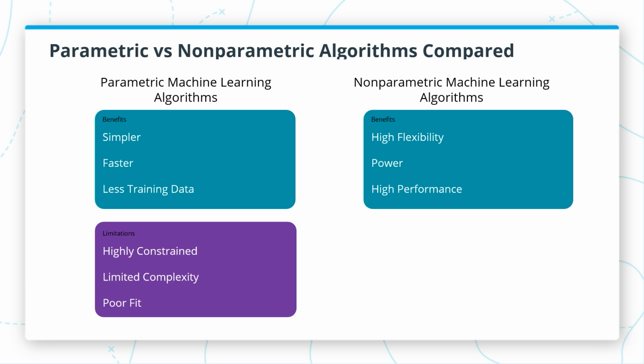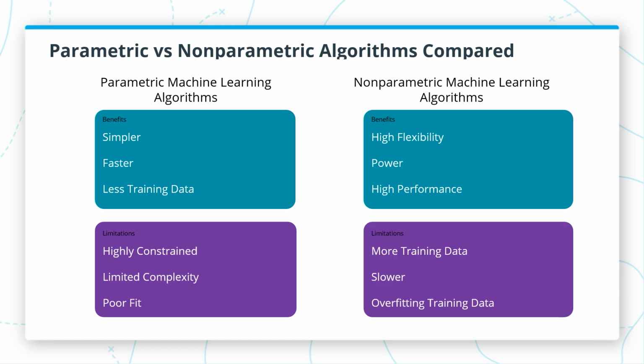The limitations of parametric machine learning algorithms are: 1. They are highly constrained to the specified form of the simplified function. 2. They have limited complexity of the problems they are suitable for. 3. They are a poor fit in practice, unlikely to match the underlying mapping function.